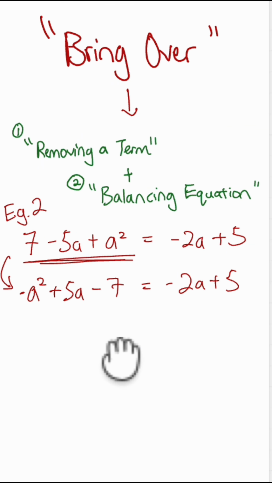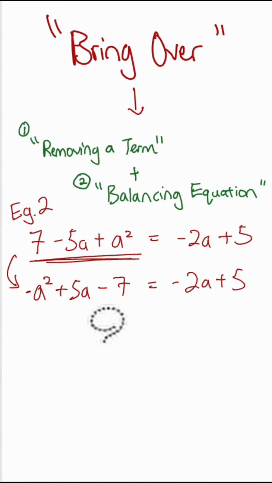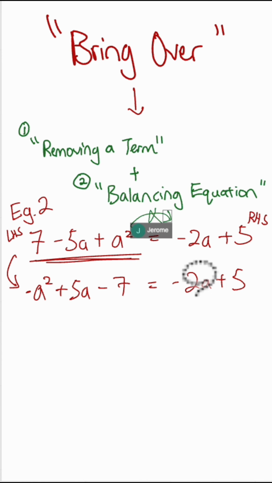But over here you can see that the left hand side, okay, I'll just label this left hand side and this is the right hand side. We can see that the left hand side has not crossed the equal sign, right? It has not crossed, so it didn't cross the equal sign. So in this case, we don't call it bring over, we just call it rearranging.